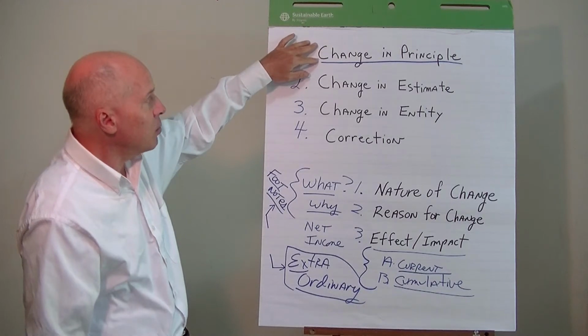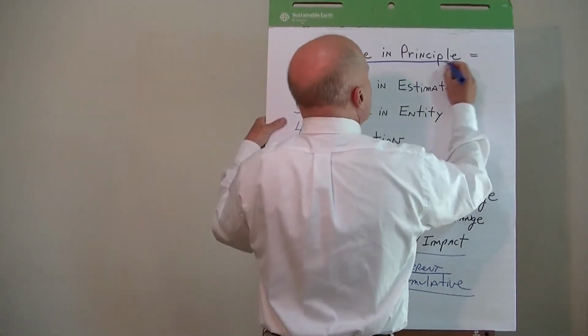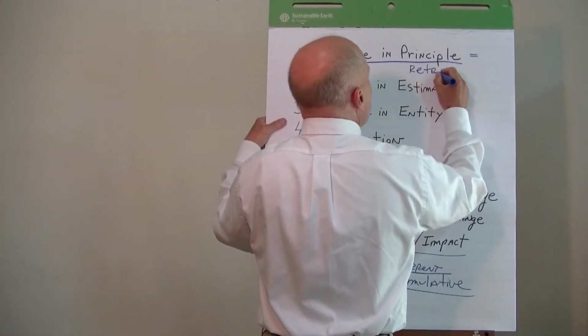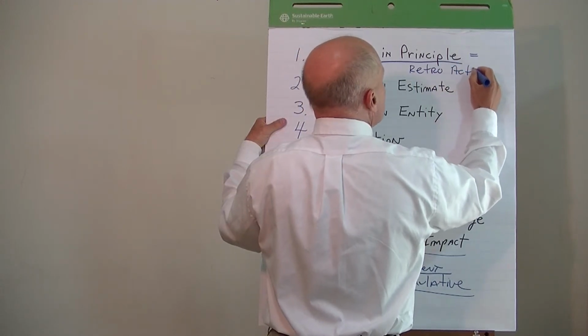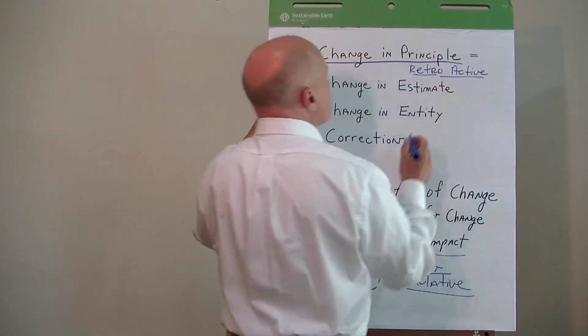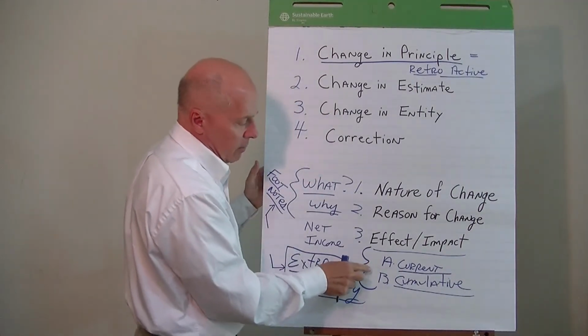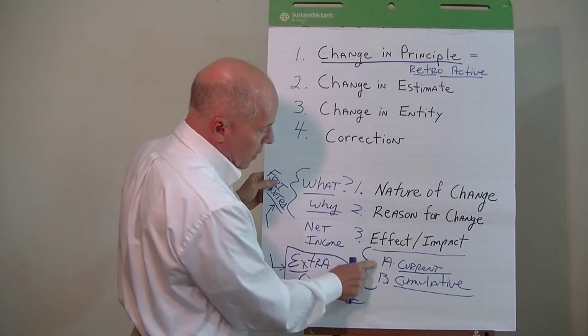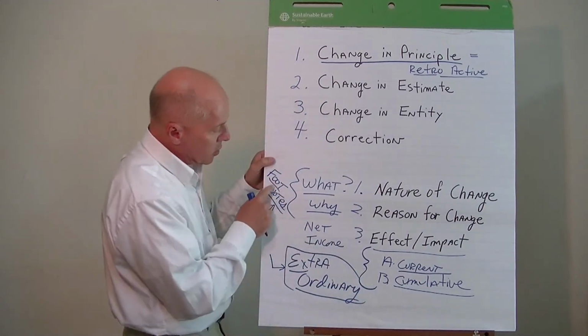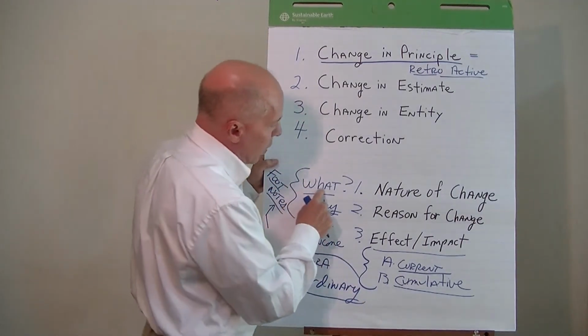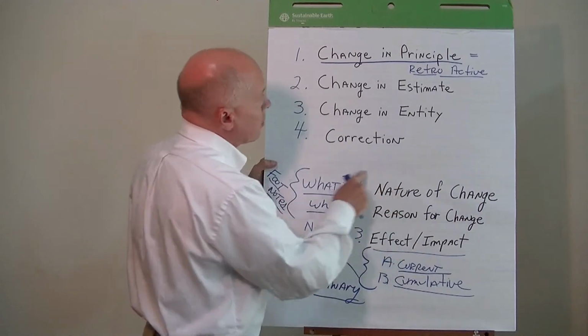So a change in accounting principle is going to be retroactive, which means you have to go back and assess the cumulative impact, and you will disclose it in your financial statements as an extraordinary item on the income statement, and you will also include some footnotes to describe what it is and why it's taking place.